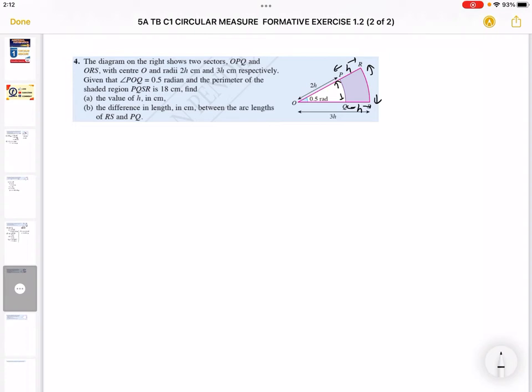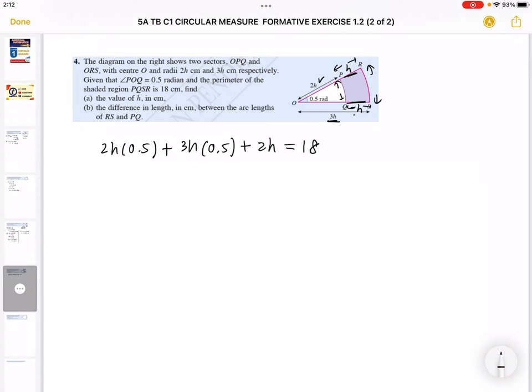Okay, so the length of arc PQ is r theta. Your r or radius is 2h, your theta is 0.5. Then the length of arc RS has a radius of 3h here, multiplied with theta 0.5, right? And then you plus the length of PR and QS here, they are both h, so plus 2h, and the result must give us 18.